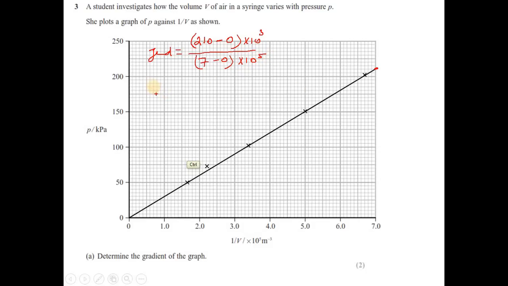And if you solve this, your gradient would be equal to 30 into 10 to the power minus 2, or you can say that it is 0.3, and the unit should be Pascal meter cube. So this is the gradient of that graph.